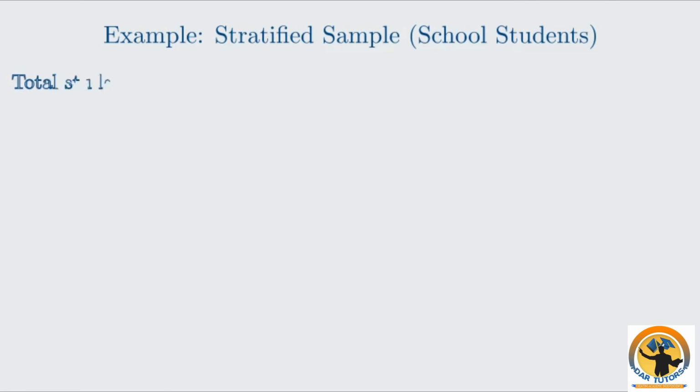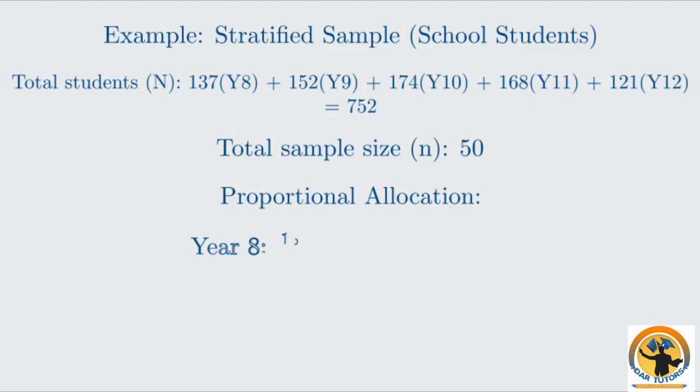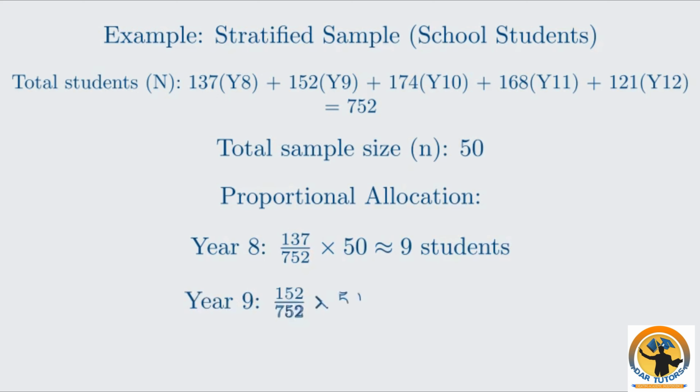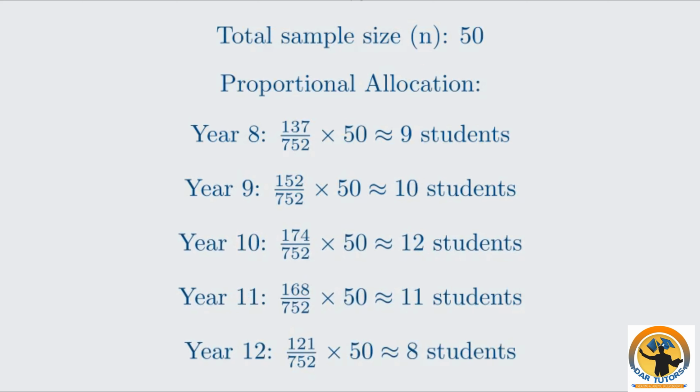Let's work through an example. Imagine a school with 752 students across 5 year levels, and you need a sample of 50 students. To get a stratified sample, we must determine how many students to select from each year level to make it proportional. For year 8, we calculate its proportion of the total student body and multiply it by our target sample size of 50. That's 137 divided by 752 times 50, which is approximately 9.1. We can't sample 0.1 of a student, so we round to 9. We repeat this for every year level.